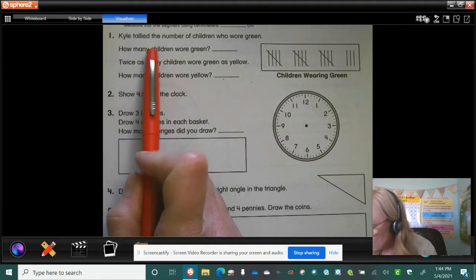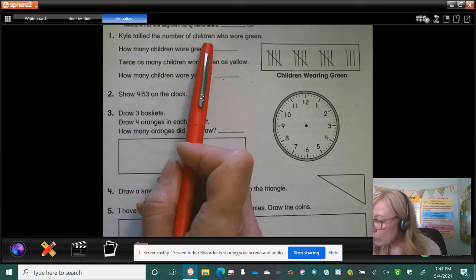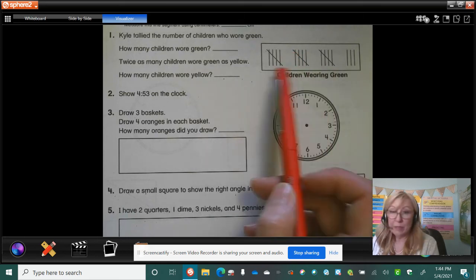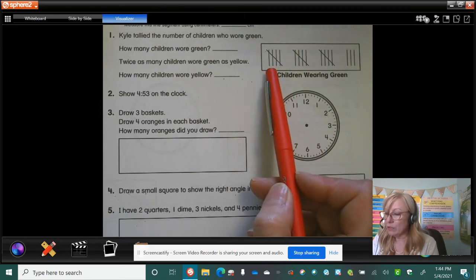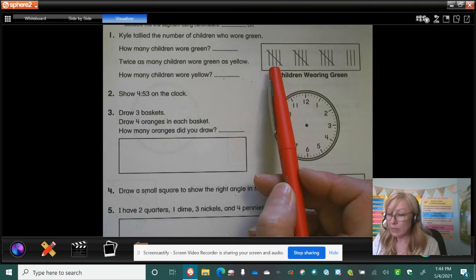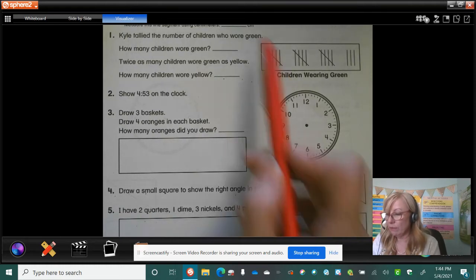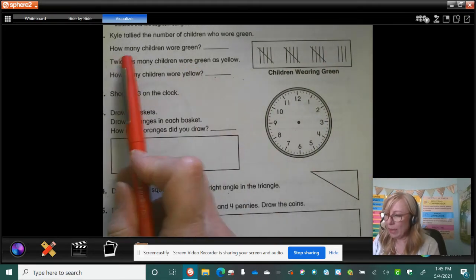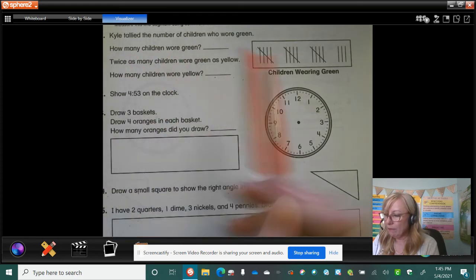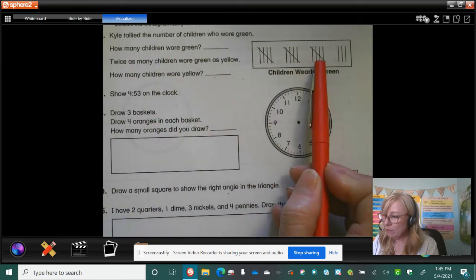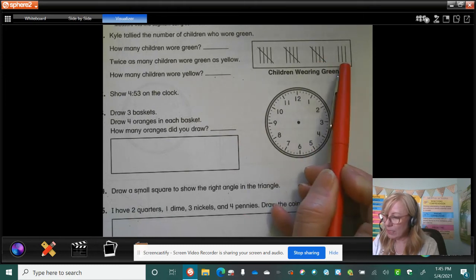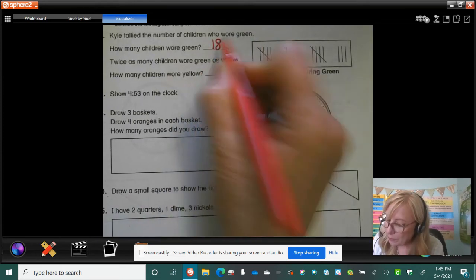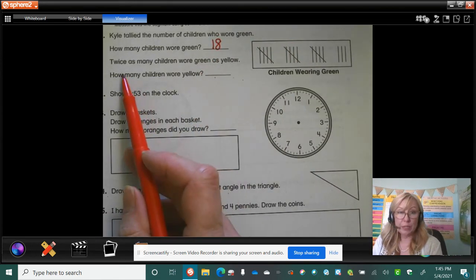Kyle tallied the number of children who wore green. I am looking over here and I see these tally marks, and I know because they are in the form of tallies, like we learned at the beginning of the year. 1, 2, 3, 4, 5. So each group is 5 with 3 extras. So how many children wore green? 5, 10, 15, 16, 17, 18. 18 children wore green.